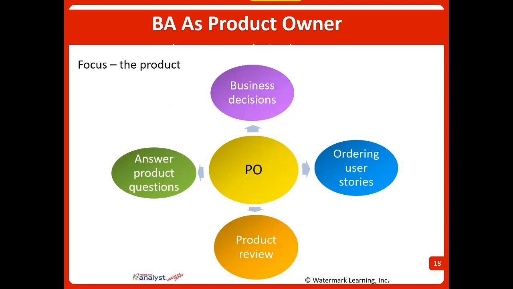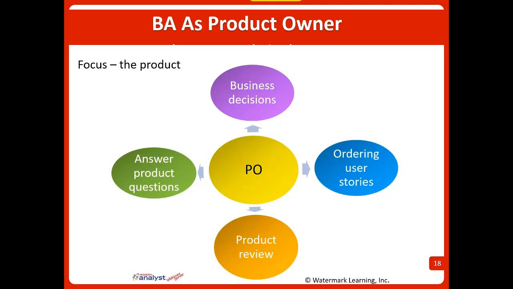How about the BA as product owner? Well, the focus of the product owner is the product. The focus of the BA is the product. So what does a PO, a product owner, do? They make business decisions. They prioritize the requirements, that is, order the user stories. They get other stakeholders together to look at and review the product increment, the features coming out of each sprint, and they answer all the product questions.